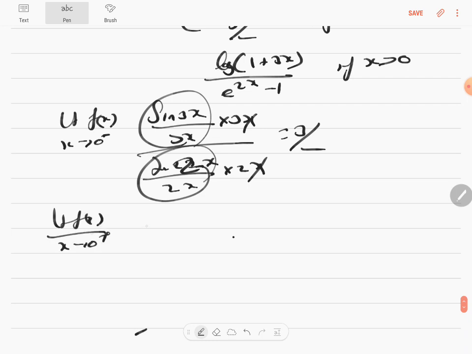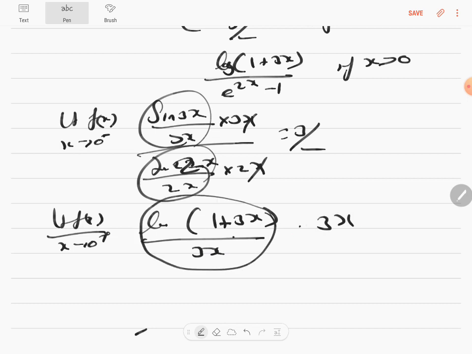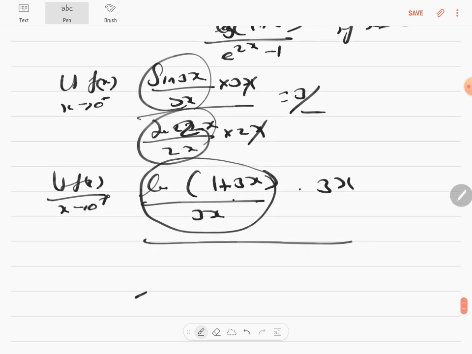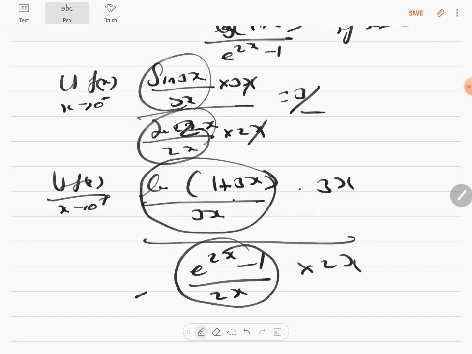That's where my challenge is. Log of 1 plus 3x. Log of 1 plus x by x is the form. So I need to have a 3x in the denominator and a 3x up, so that this will become 1, log of 1 plus x by x. That's what we have learned. So then this is becoming 1. Then here is e to the power x minus 1 by x. I need 2x into 2x. So this is also becoming 1. x and x get cancelled, it is 3 by 2. Therefore, it's continuous. Very, very easy.